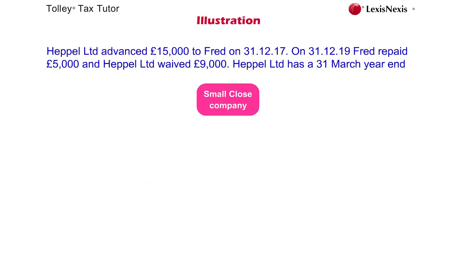Let us look at an illustration. Heppel Limited, a small close company, advanced £15,000 to Fred, who is a director and shareholder, on the 31st of December 2018. On the 31st of December 2021, Fred repaid £5,000 and Heppel Limited wrote off a further £9,000. Heppel Limited has a 31st of March year end.